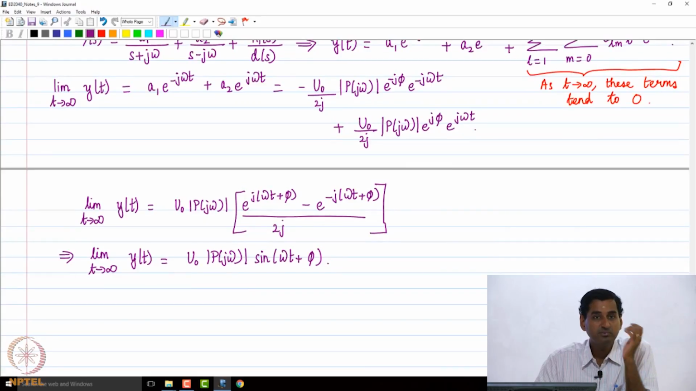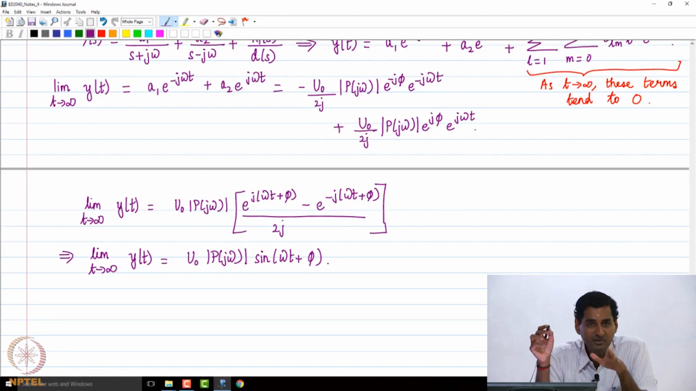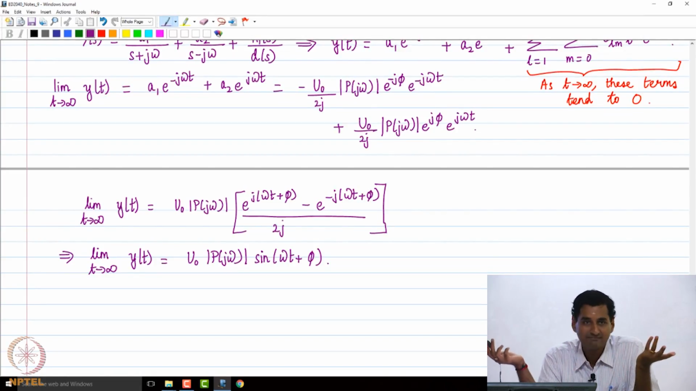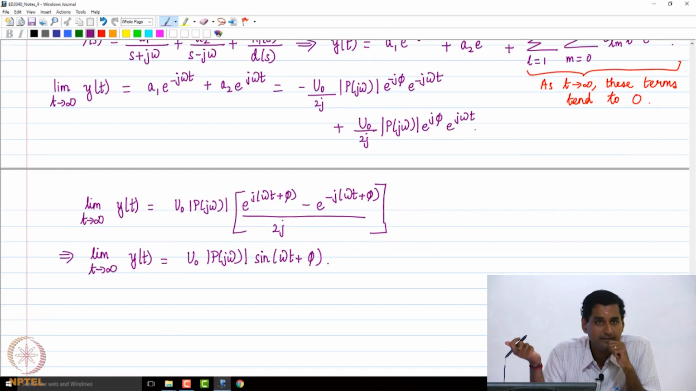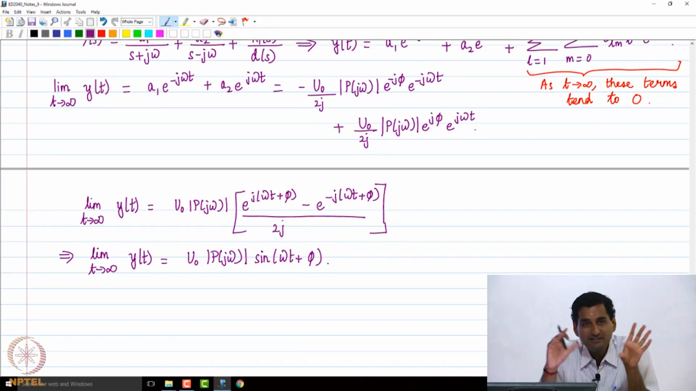As opposed to a unit step response of a stable system, where you will go to a constant value, for a sinusoidal input, if you have a stable LTI system, it will be oscillatory. It will keep on oscillating. That is the frequency response. For a sinusoidal input, initially the exponential terms will cause some sort of dynamics, and then it will ultimately settle down to a sinusoid.